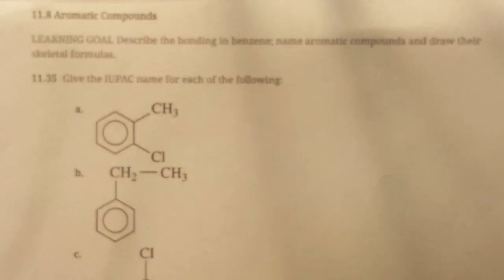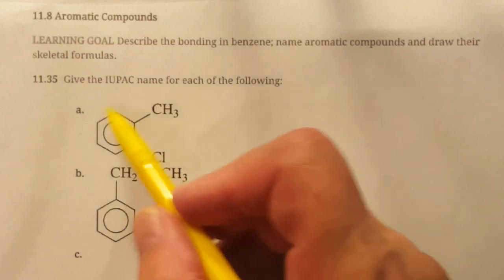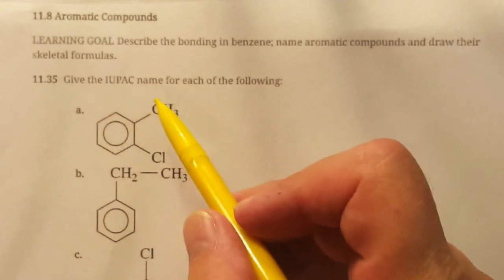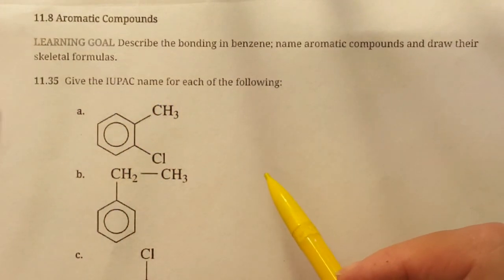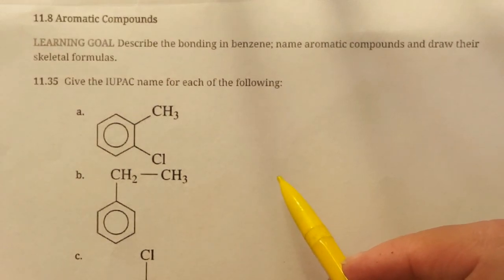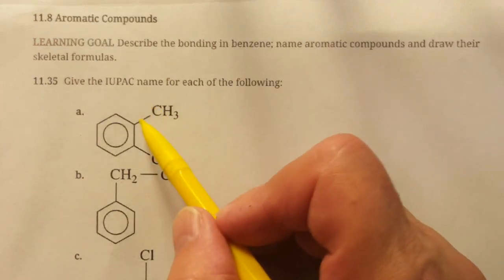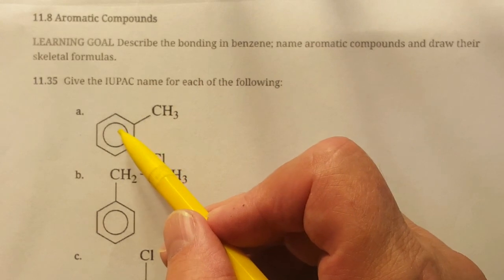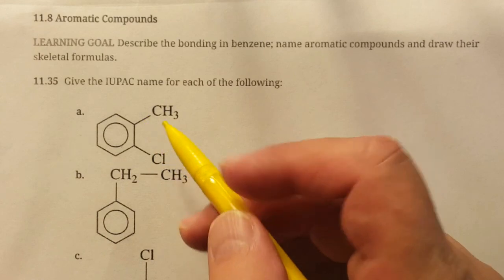So let's move on to question 1135. These are aromatic compounds. Aromatic is a benzene ring, as you remember. And we're going to give the IUPAC name for each of the following. So if you remember, there are special names for aromatic compounds. In this case, whenever you have a methyl group bonded to an aromatic compound or a benzene ring, it gets the name toluene.